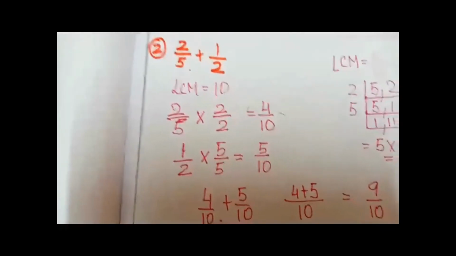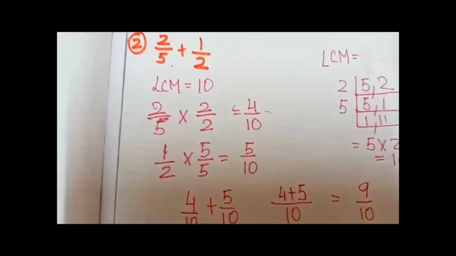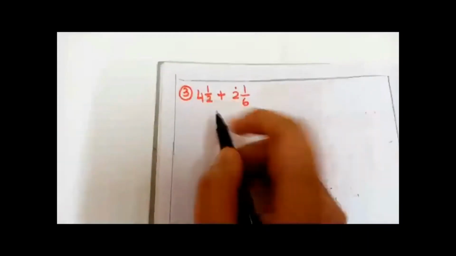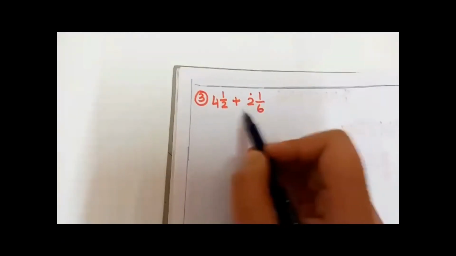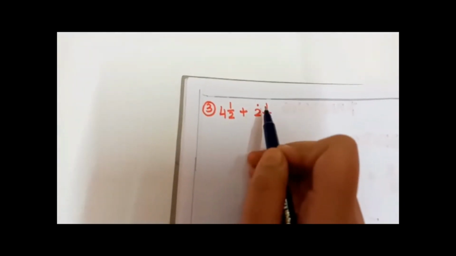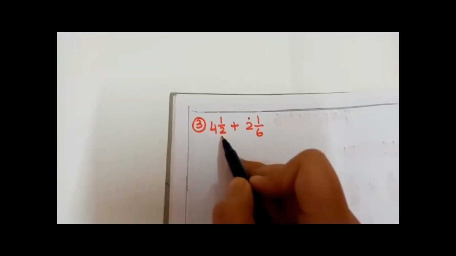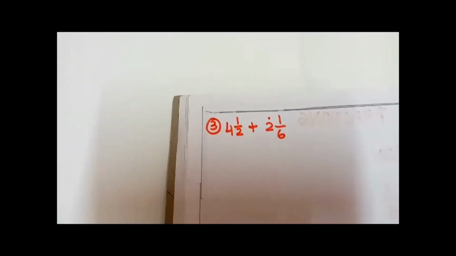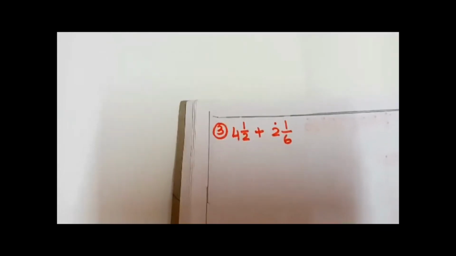Now let's see how to solve a mixed fraction. So this is our third sum. 4 1 by 2 plus 2 1 by 6. This is a mixed fraction and mixed fractions cannot be added simply. For that, first we have to convert mixed fraction into improper fraction. For seeing how to convert a mixed into improper or improper into mixed, do visit our next videos.